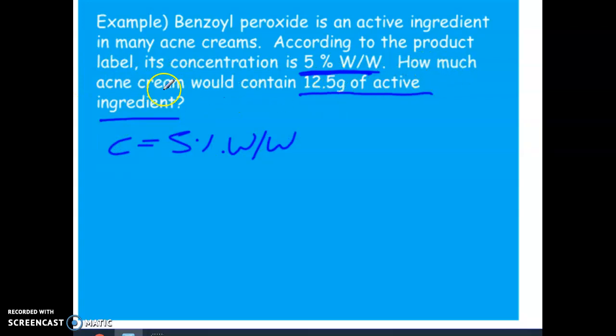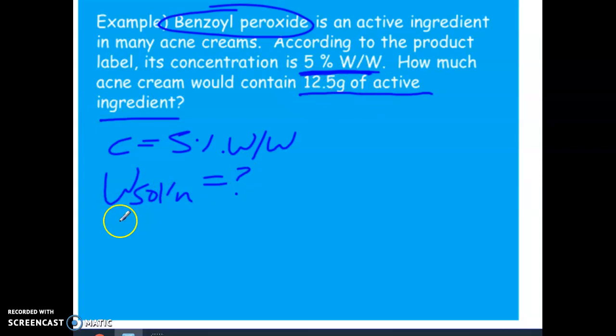Now we're looking for the acne cream. The acne cream is the solution. Even though it might be like a liquid paste or whatever it is, the benzoyl peroxide is the active ingredient that's in the acne cream. So how much acne cream means we're looking for the weight of the solution in this case. And we're told that there's 12.5 grams of the active ingredient, which means our solute weight is 12.5 grams.